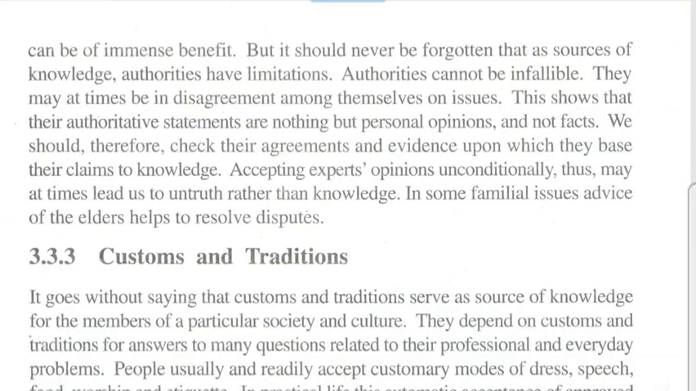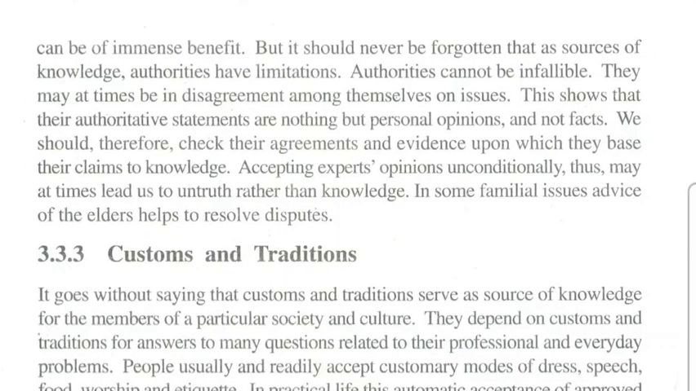But it should never be forgotten that as sources of knowledge, authorities have limitations. Authorities cannot be infallible. They may at times be in disagreement among themselves on issues. This shows that their authoritative statements are nothing but personal opinions and not facts. We should, therefore, check their arguments and the evidence upon which they base their claims to knowledge. Accepting experts' opinions unconditionally, thus, may at times lead us to untruth rather than knowledge. In some familial issues, the advice of the elders helps to resolve disputes.